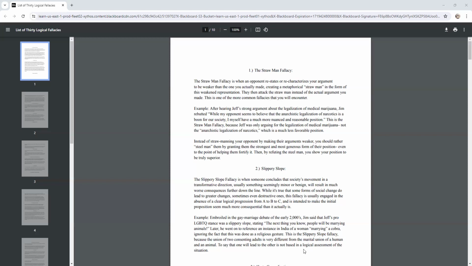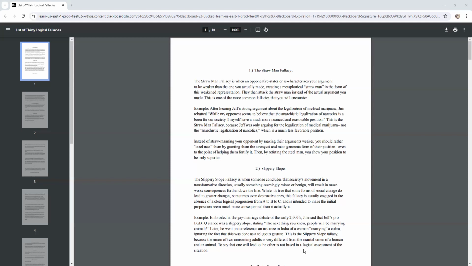And the straw man is one of the more common logical fallacies. It's when an opponent restates or recharacterizes your argument to be weaker than the one you actually made, creating a metaphorical straw man in the form of this weakened representation. They then attack the straw man instead of the actual argument you made. This is one of the more common fallacies that you will encounter.